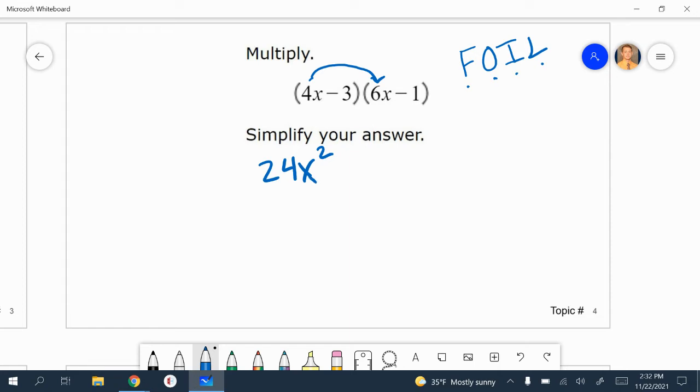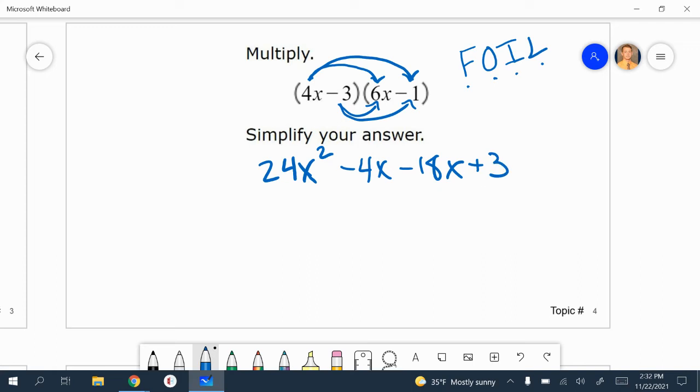Okay, my outside terms would be these. So that would be a 4x and a negative 1, which would make a negative 4x. My inside terms are right here. We have a negative 3 times 6x, which would be a negative 18x. And then I'm going to multiply my last terms, which would be a negative 3 and a negative 1, and that would make a positive 3.